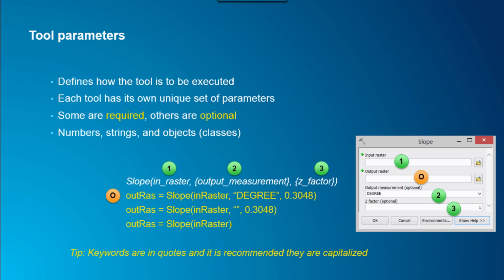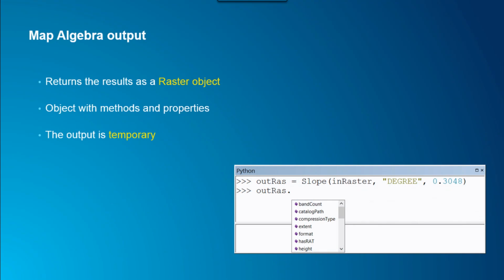Now, if you look at it, how does it look? In your tool dialog, you have input, output, and other parameters, and when you define that in Map Algebra, it's pretty much how the tool is executed, right? It has a unique set of parameters, some are required, some are optional, and some are numbers, strings, objects. When you write the expression, you see your output, and then Slope is the name of the tool, your input, and then the other parameters going there. So pretty much the same, you just have to remember to move your output to the left hand side, right?